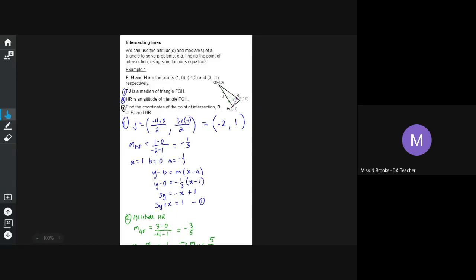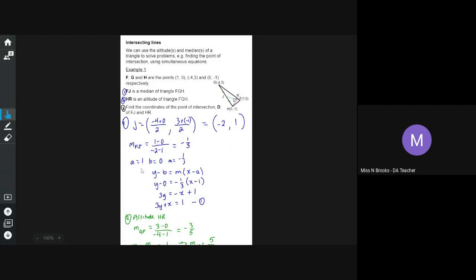Now, step 1, we need to work out the median of triangle FGH. So you can see if we follow the steps. Step 1, work out what the midpoint J is. So we're going to add -4 plus 0 divided by 2 and 3 plus -1 divided by 2, and that gives us the point J, (-2, 1), which is the midpoint of GH. Then we're going to work out the gradient of FJ. So 1 take away 0 over -2 take away 1, and that gives us -1/3.